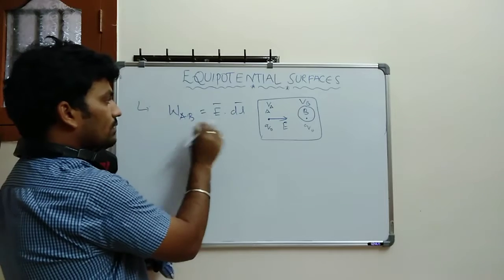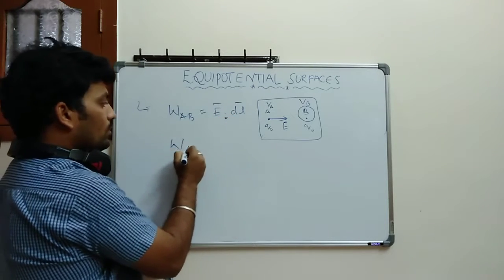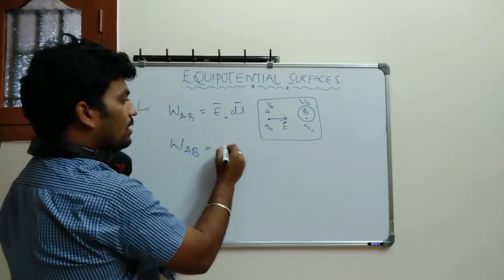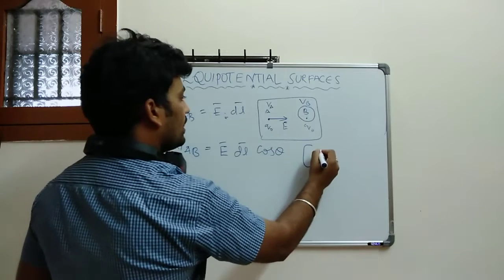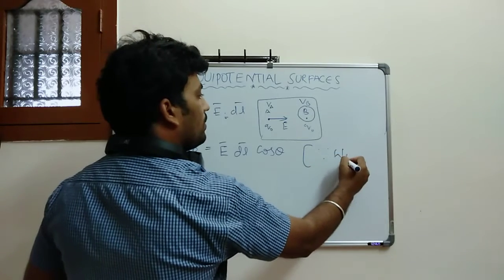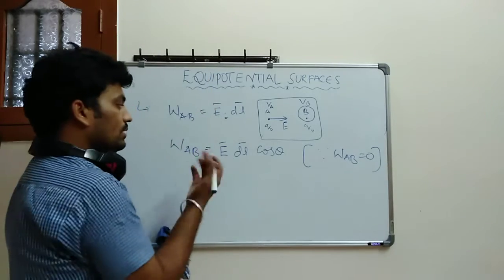The dot product of these two is nothing but your external work done. So now I am doing it in terms of the electric field. When I remove the dot product here, I can write WAB is equal to E bar DL bar cos theta. Since WAB is becoming 0, if the external work is becoming 0, then what can I write?